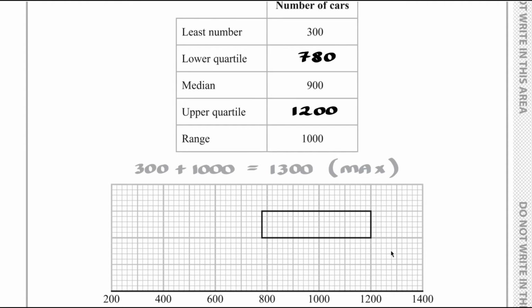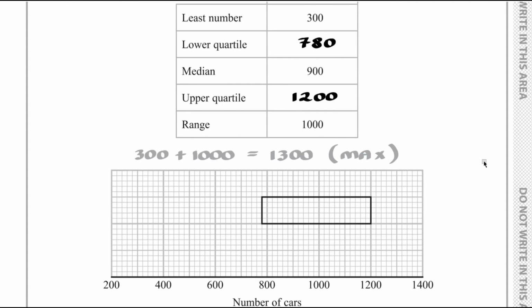We can now complete the box plot. So we've got the least number 300. We've got the lower quartile 780. We've got the median at 900, the upper quartile at 1200, and the maximum value at 1300. If we complete the box plot like so, we end up with this here.